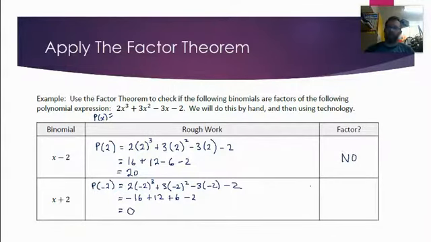Which is good for us. It means that when we divide that polynomial by x plus 2, we'll get a remainder of 0. We can actually start factoring that larger polynomial, which we'll do shortly.